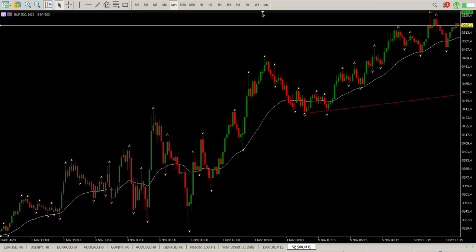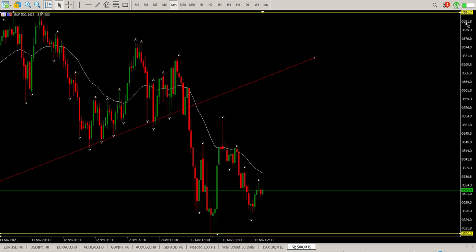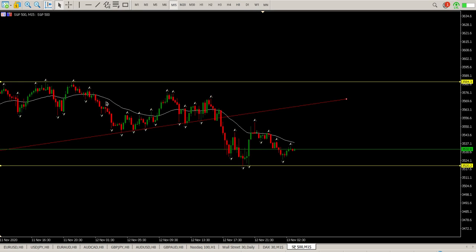If I just switch across to the 15-minute quickly, you can see pretty much most of yesterday above and below the moving average. Nothing really is transpiring. We found some support here, rejected the moving average. There's your level that was rejected there, you can see that on the 15-minute. At this stage, there's nothing really to read into this right now.